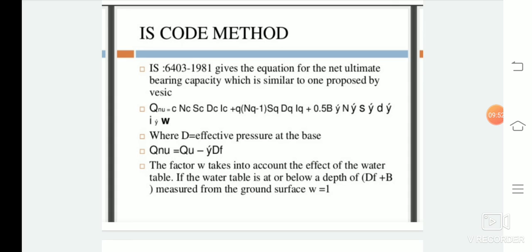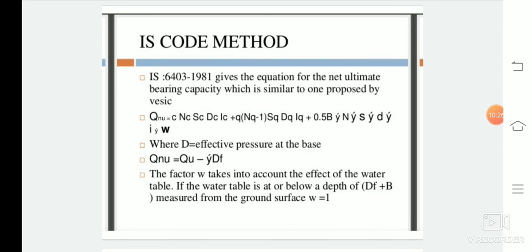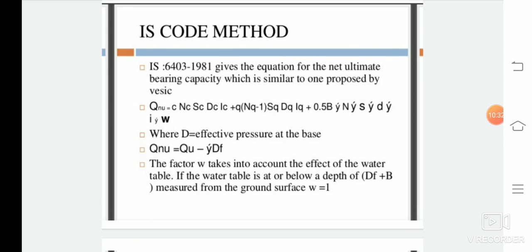These are the values of the shape factor. And what will be the value of the depth factor? The depth factor dc will be equal to 1 plus 0.2 d by B root over N phi. dq and d gamma will be equal to 1 if the value of the angle of internal friction is less than 10 degrees, and the values of dq and d gamma will be equal to 1 plus 0.1 d by B root over N phi where the angle of internal friction is 10 degrees and more, and the value of N phi is given by tan squared (45 degrees plus phi by 2).